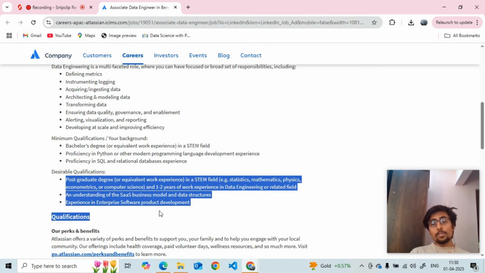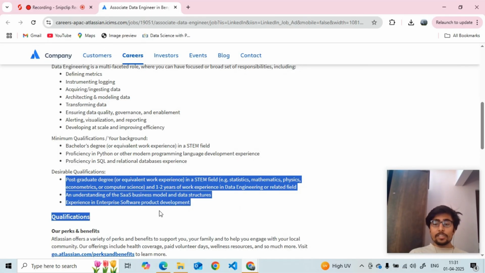So Atlassian is known for its amazing work culture and offers incredible perks to support employees, including health coverage, paid volunteer days, wellness resources, community engagement opportunities, and many more. So let's understand a little bit more about the company. Atlassian is a global leader in software development, offering tools that empower teams worldwide. Their goal is to unleash the potential of every team, helping them collaborate effectively and innovate at scale. They are deeply committed to diversity and inclusion, ensuring a culture where every individual feels valued and respected. So this is all about the very good culture at Atlassian that they have mentioned.